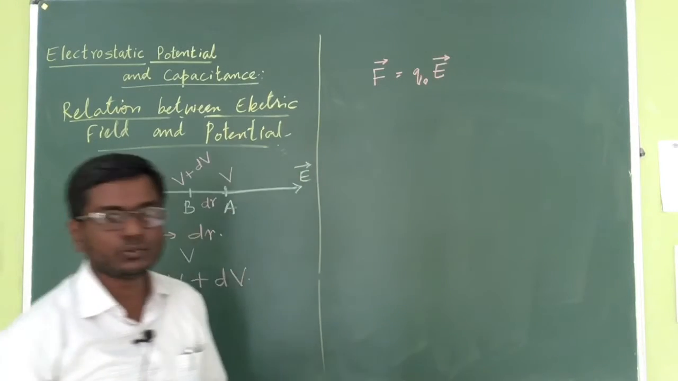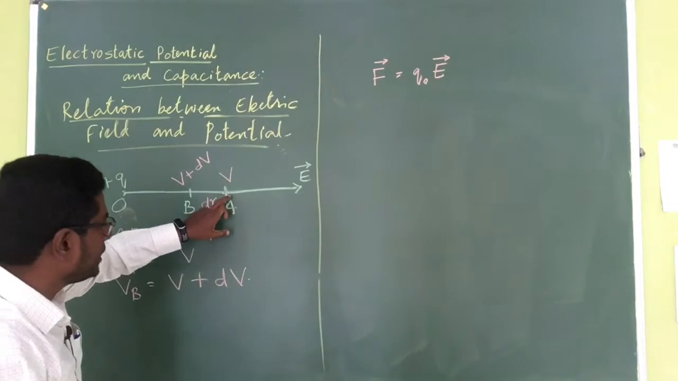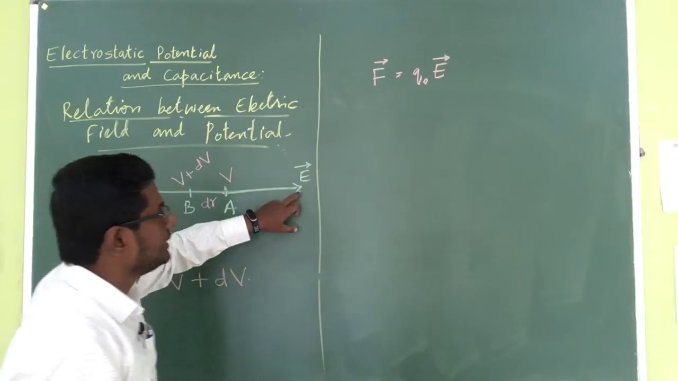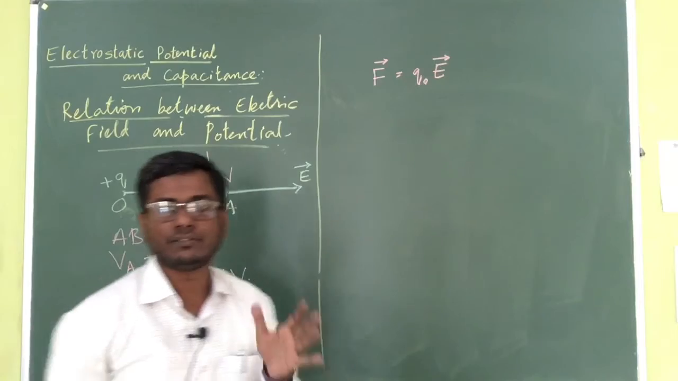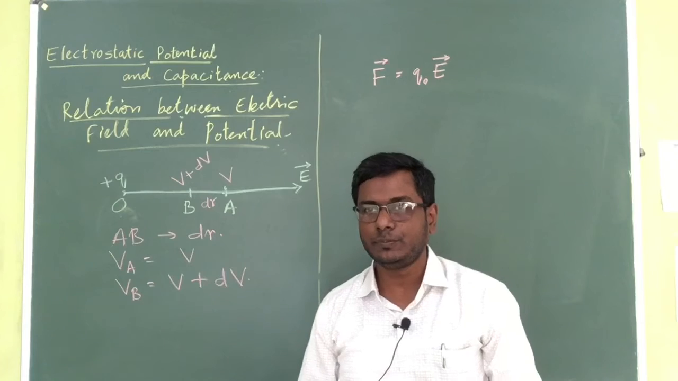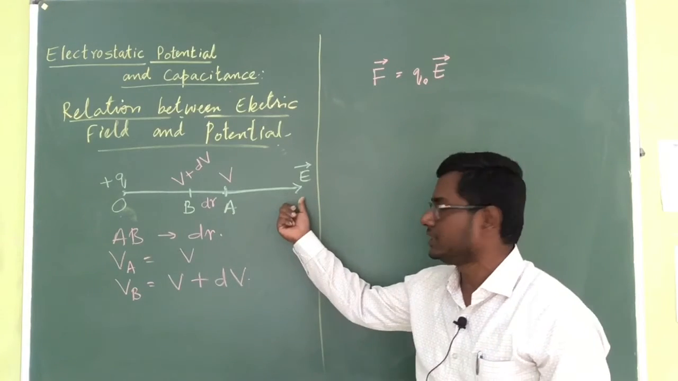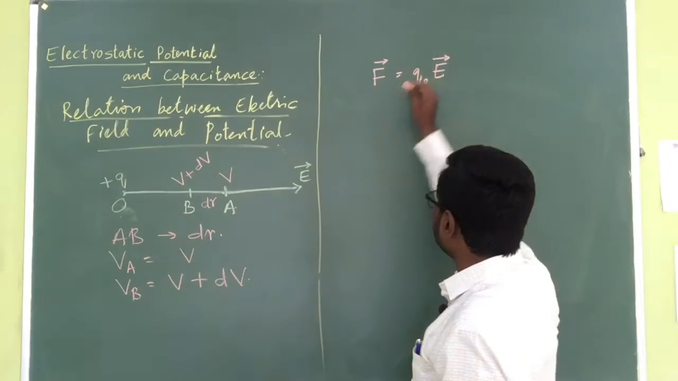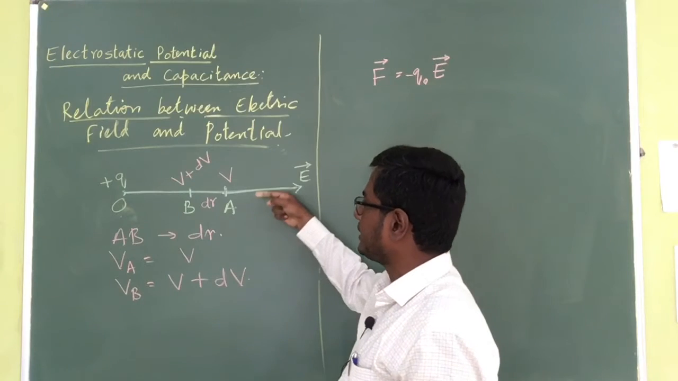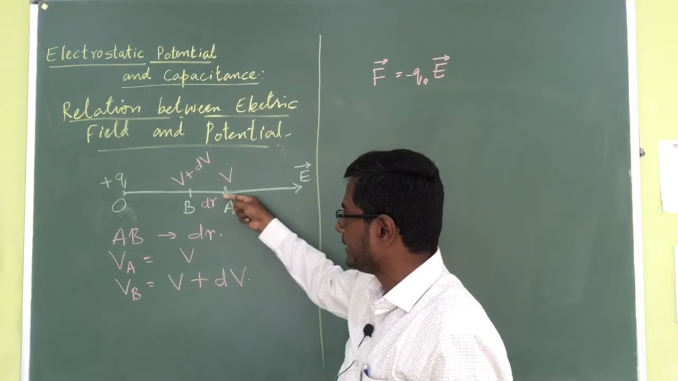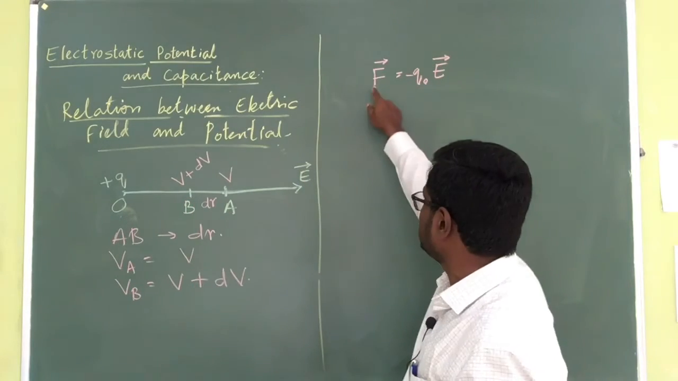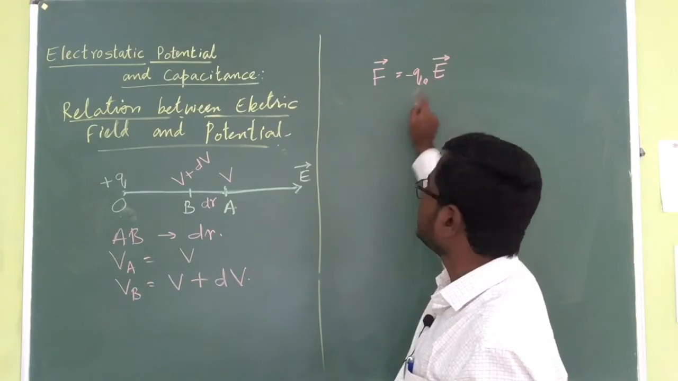What is this Q naught? Q naught is our test charge which we are going to move from point A towards point B, and E is the electric field. The direction of the force with which we are going to move the charge from A to B is opposite to the direction of the electric field. So we are going to take a negative sign with that equation. The electric field direction is in the opposite way, so this force is going to be opposite to the electric field.